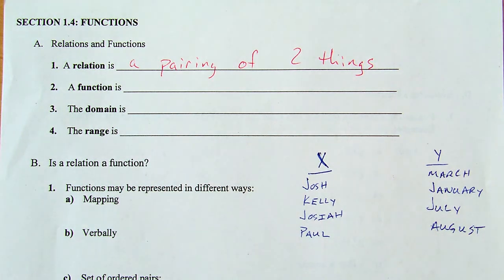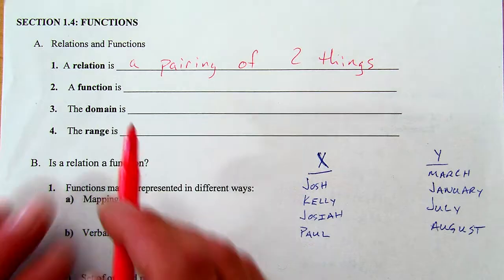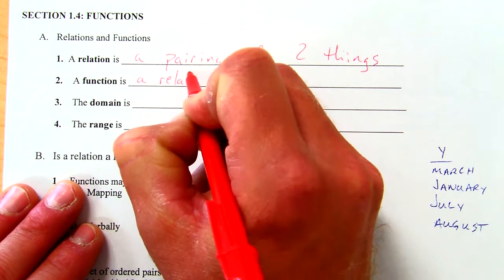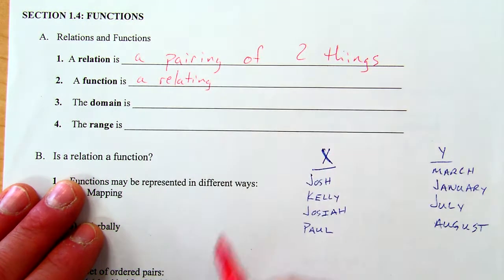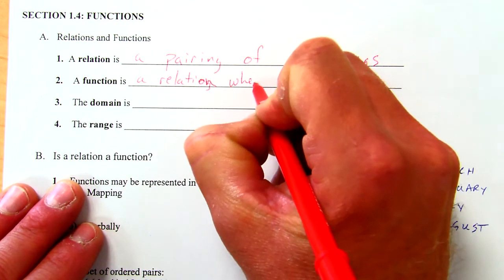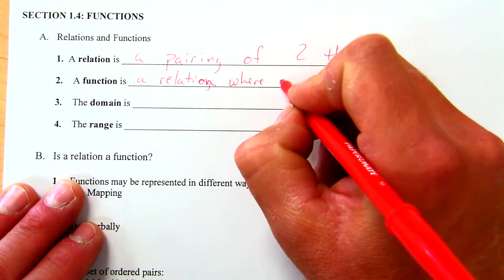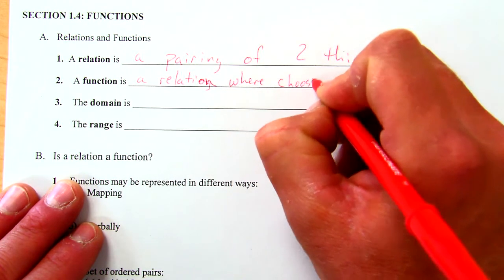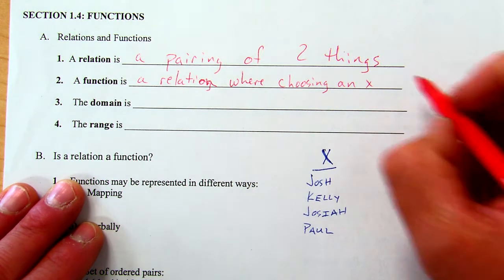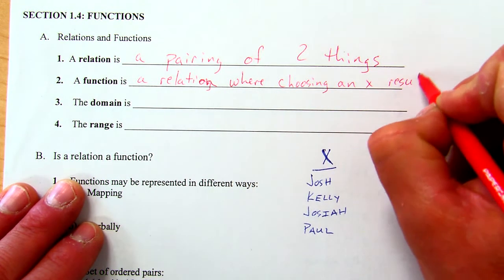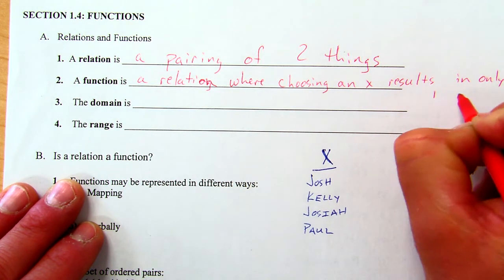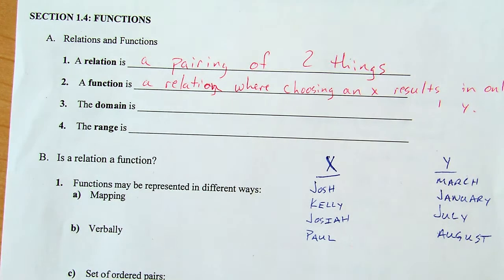Well, a function is a specific type of relation. So a function is a relation, so a pairing, a relation where choosing an x results in only one y.